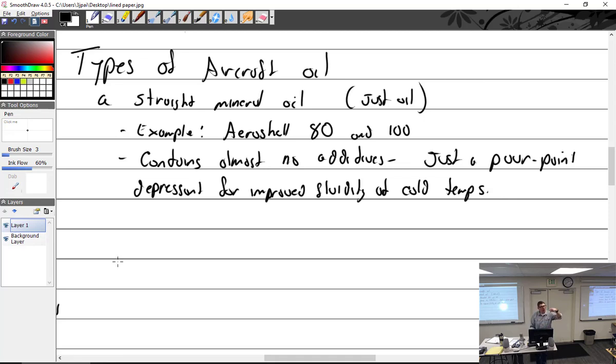As opposed to what we're going to talk about in a little bit, which is the W80 and the W100. Okay, so we're getting to that. So straight mineral oil, that stuff has additives. We're getting to the stuff with additives, but right now we're just talking about the straight mineral oil. It is used for break-in. But not on turbo engines.